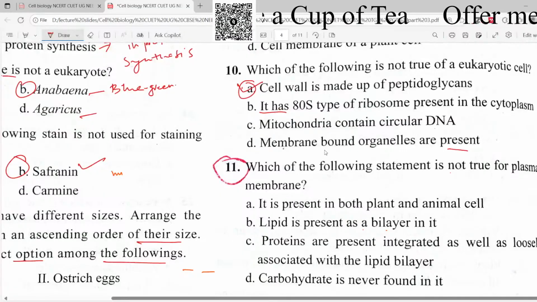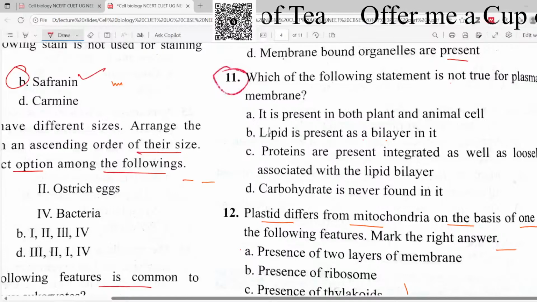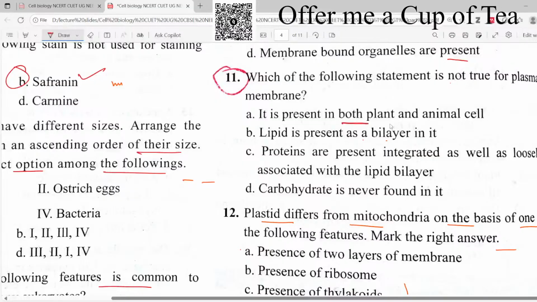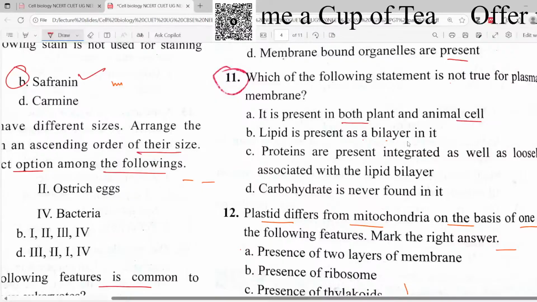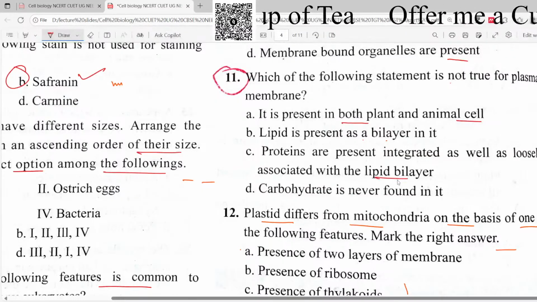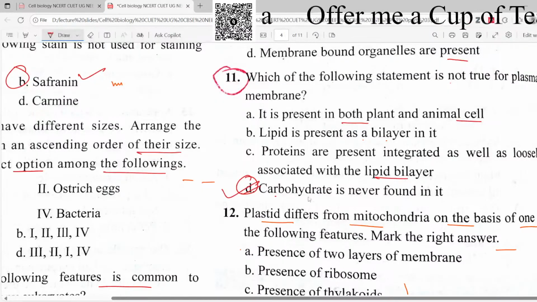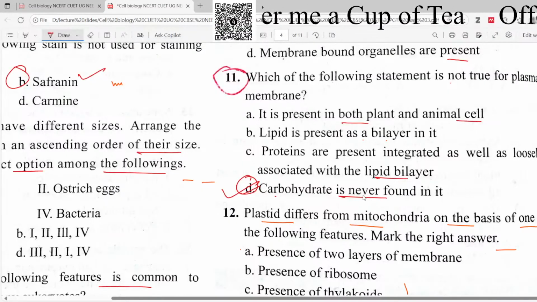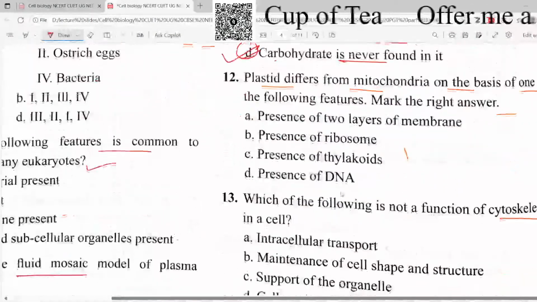Which of the following statements is not true for plasma membrane? Option A, it is present in both plant and animal cells. Lipid is present as a bilayer in it. Proteins are present, integrated as well as loosely associated with the lipid bilayer. Carbohydrate is never found. So option D is the correct answer, because carbohydrate is present in the plasma membrane. So this option is not true for the plasma membrane. That's why it is the correct option.